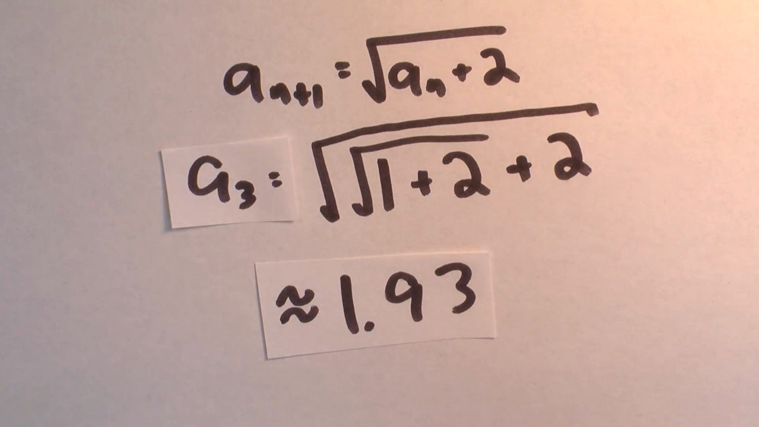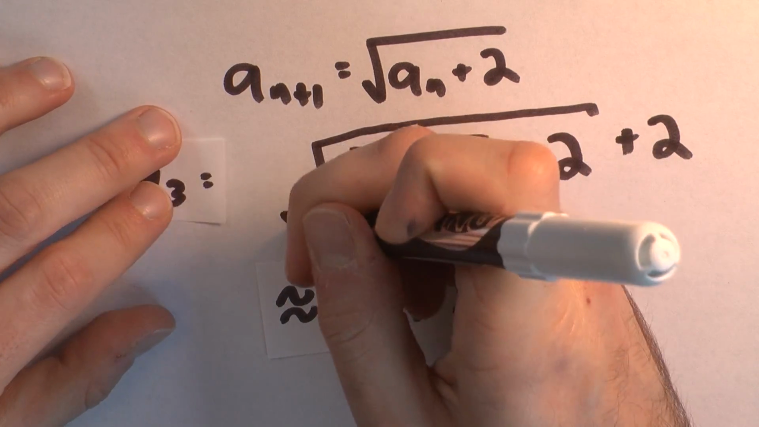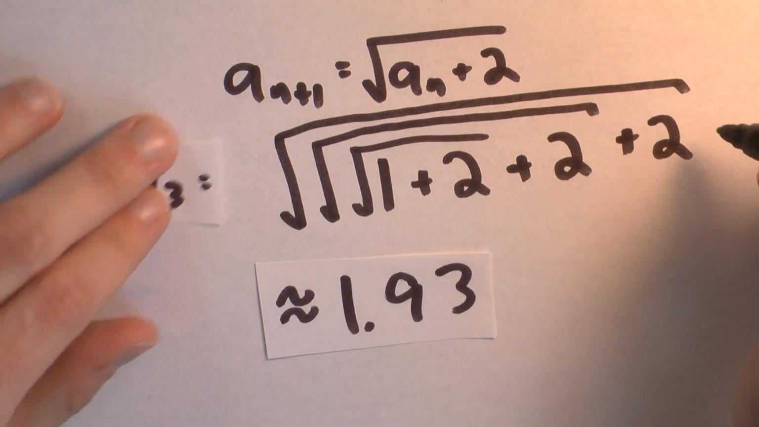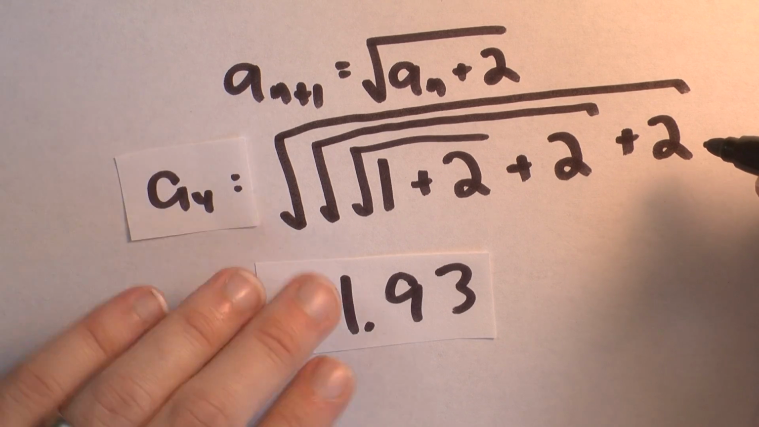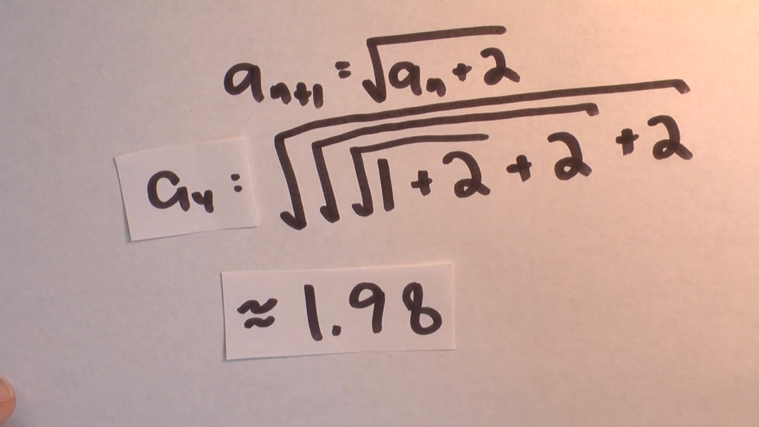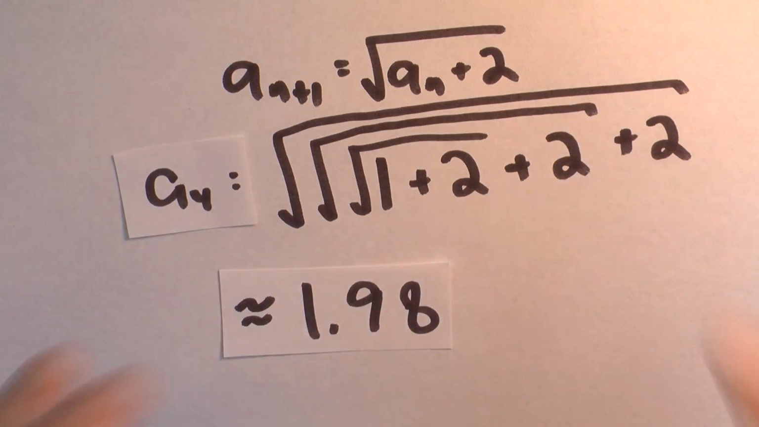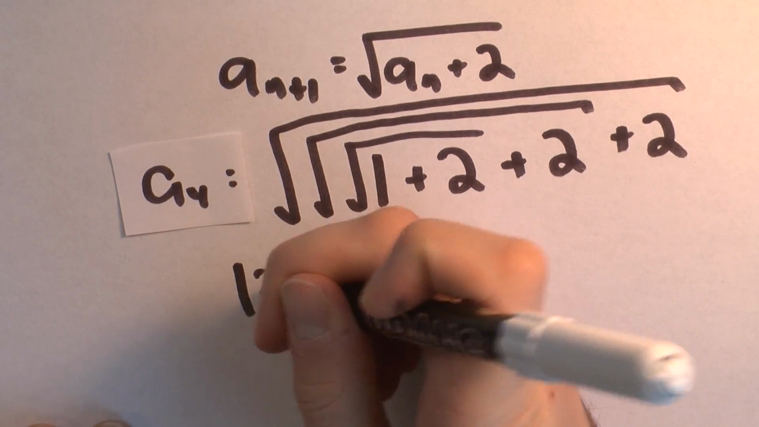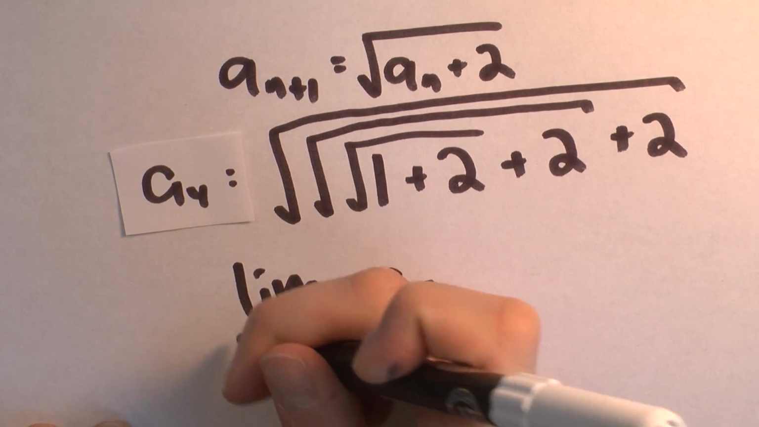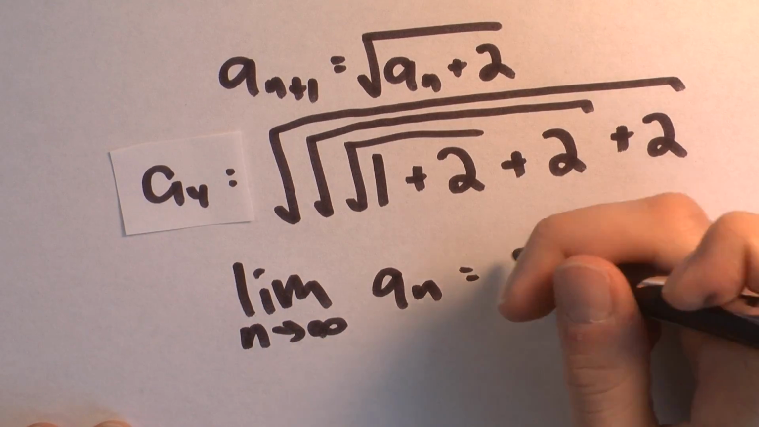Now to compute the a sub 4 term, it's the same sort of process. I'll add 2 and then take the square root of all that. That'll give me the a sub 4 term, and that's approximately 1.98. And if I keep on going, well, you might believe then that the limit of a sub n as n approaches infinity is in fact 2.